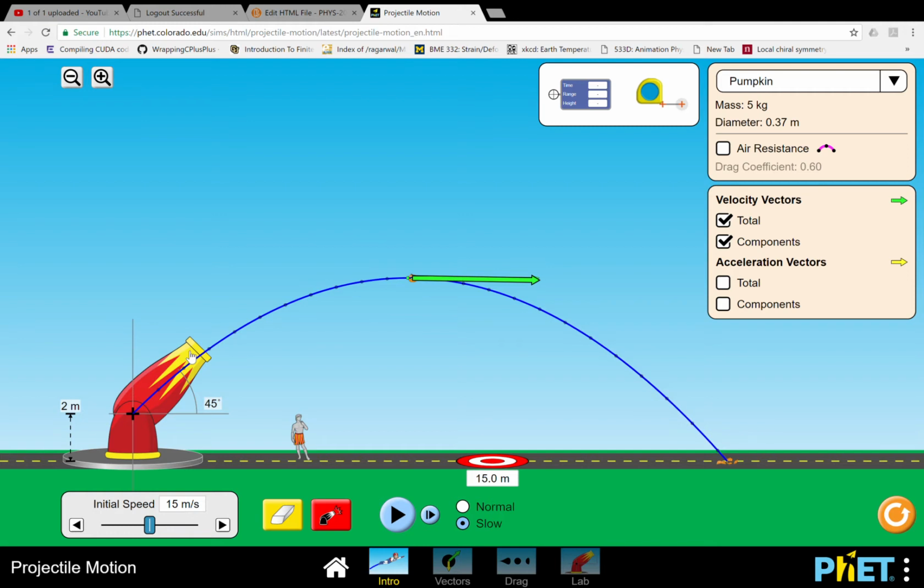And you can control a few things in the projectile motion. You can control the angle and the initial speed, and by doing that you can control where the object is going to land. So this has been a quick introduction to the main ideas of projectile motion.